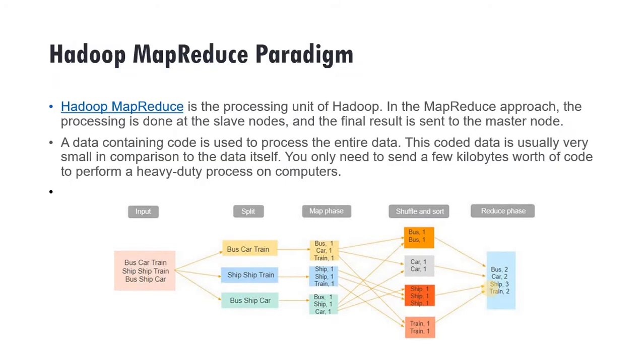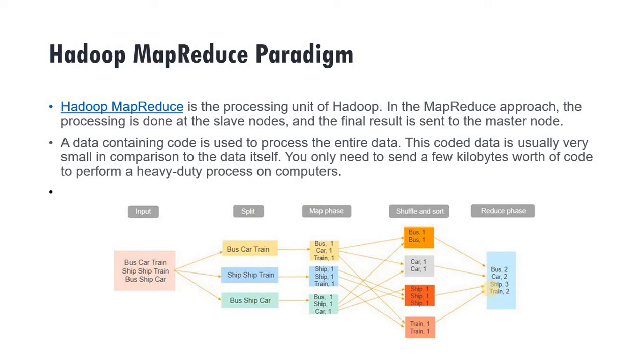Now the next is the Hadoop MapReduce paradigm. Hadoop MapReduce is the processing unit of Hadoop. In the MapReduce approach, the processing is done at the slave nodes and the final result is sent to the master node. As we know, now the data is stored, but for the processing the method used is Hadoop MapReduce, and in this approach all the processing happens at the data nodes in which the data is stored, and after all the processing the resultant data is sent to the master node.